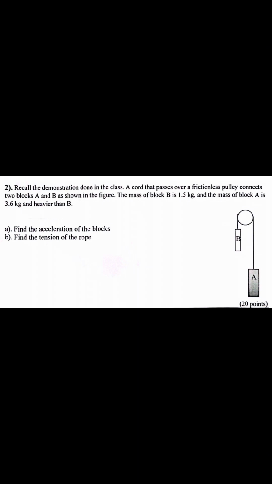So let's get started. The question states, recall the demonstration done in class. The mass of block B is 1.5 kilograms and the mass of block A is 3.6 kilograms and heavier than B. Two main questions being asked is find the acceleration of the blocks and find the tension of the rope. This is a complete walkthrough on how to solve this problem.